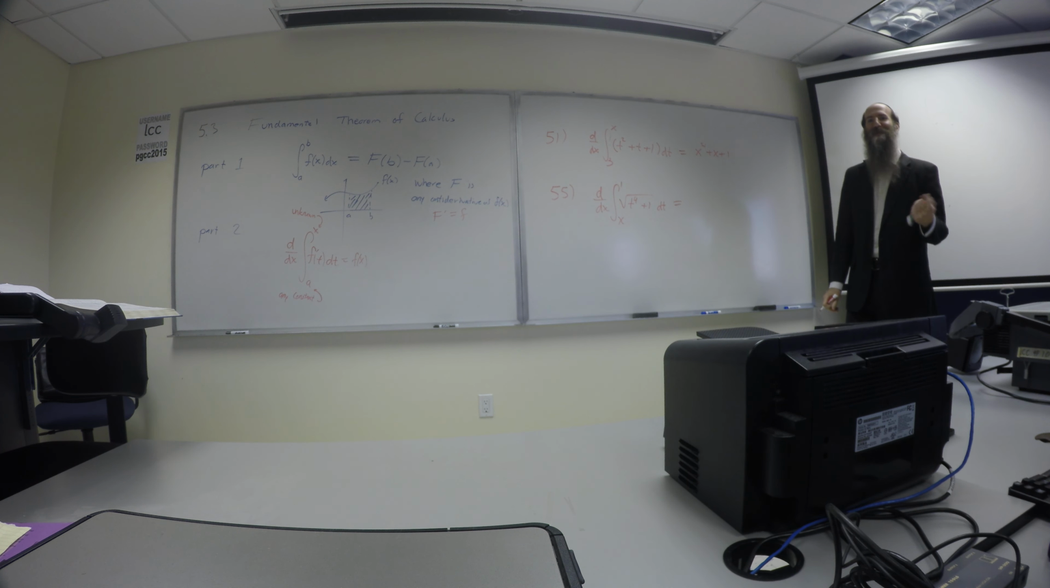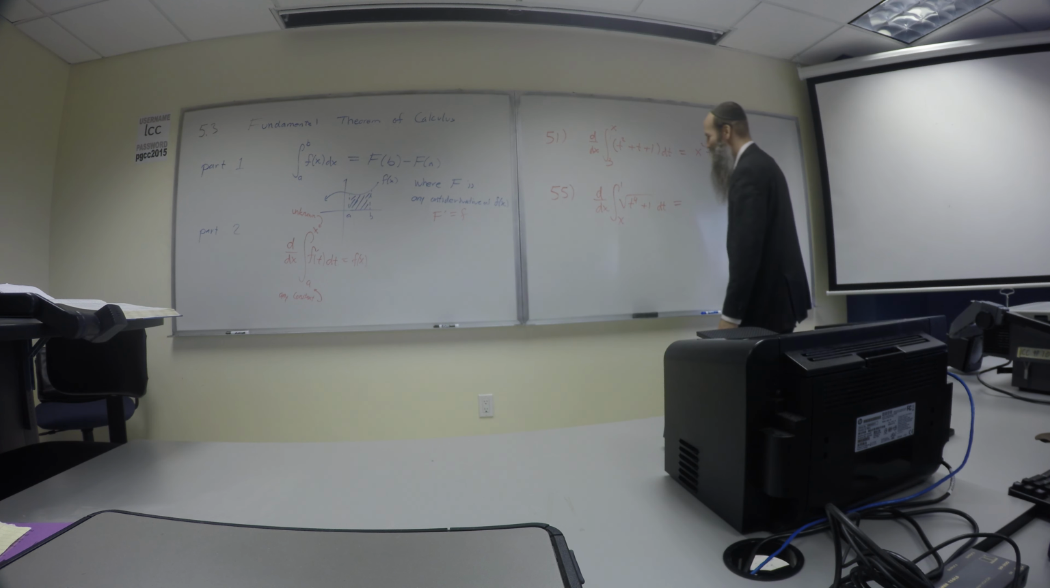What's the first thing you're going to do with this? You negate it and flip it. I'm going to negate and reverse the limits of integration. So negative d/dx from 1 to x of the root of t^4 plus 1 dt.